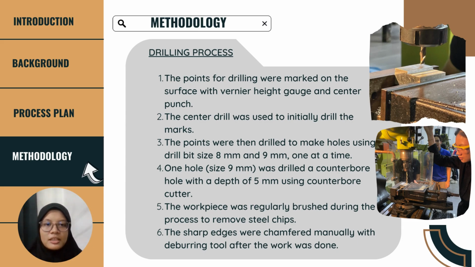The points were then drilled to make holes using a drill bit size 8 mm for one hole and 9 mm for the other hole. One of the holes, which is the hole size 9 mm, was drilled with a counterbore hole with a depth of 5 mm using a counterbore cutter. The workpiece was regularly brushed during the process to remove steel chips from the surface.